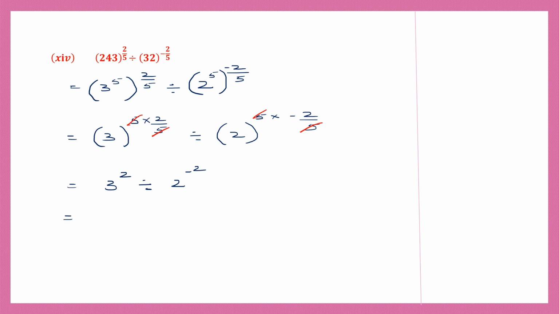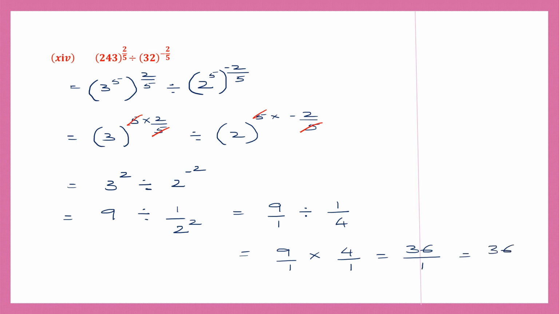So here 3 to the power of 2 is 3 3s are 9, divided by 2 to the power of minus 2. Let's write the reciprocal, 1 by 2. Now the power becomes positive. So this is 9, we'll make it 9 by 1, divided by 1 by 2 2s are 4. So in this division, the first one remains as it is, 9 by 1. We write multiplication, 1 by 4 becomes 4 by 1. Now multiply the numerators. 9 fours are 36. 36 by 1, which is 36, and this is our final answer.